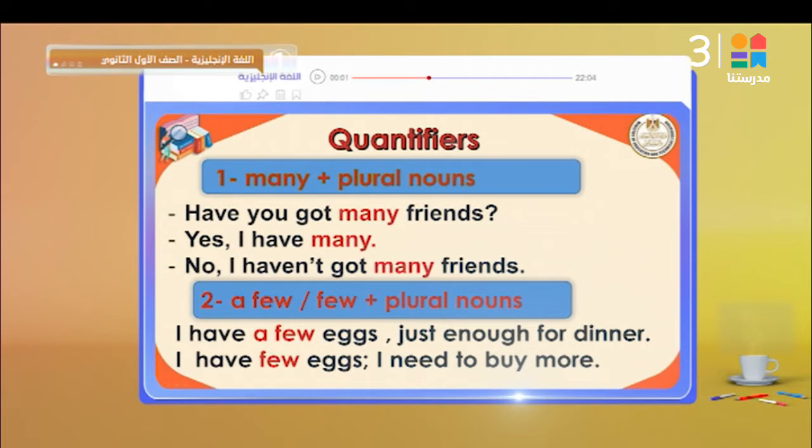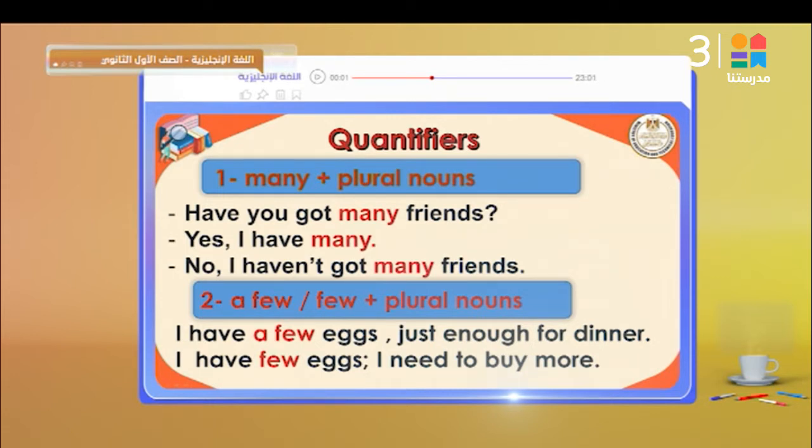What is the difference between few and a few? Few means very, very little. It's not enough to do anything. So if I say I have few eggs, it means that they are not enough to make a cake. I have few eggs. I need to buy more. So when I have few, it means they are too little, not enough to do anything. I need to buy more.